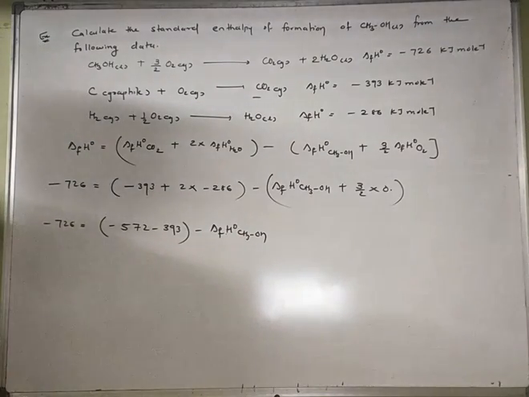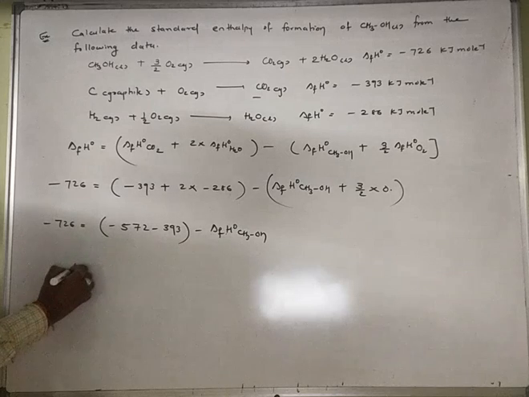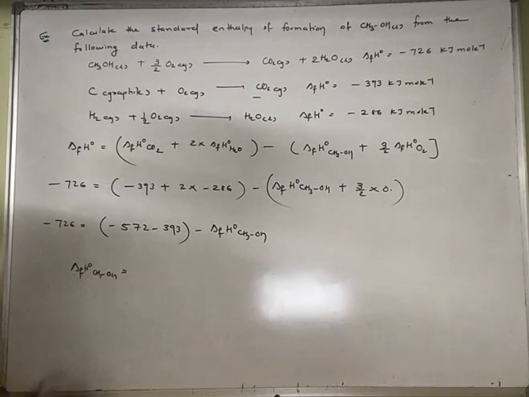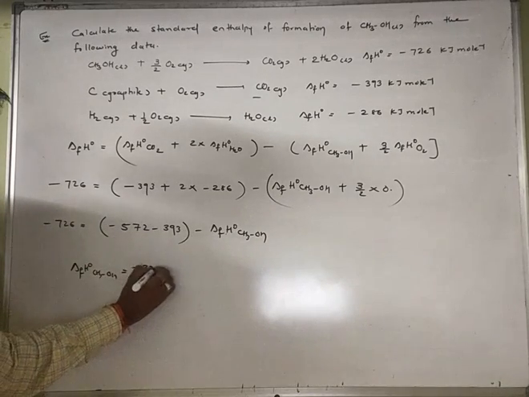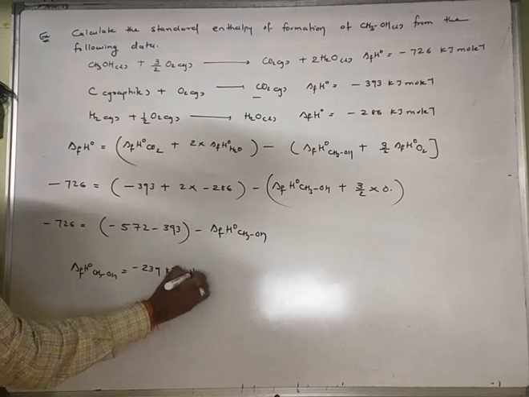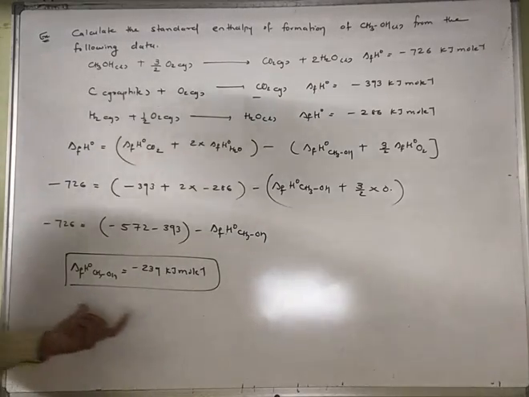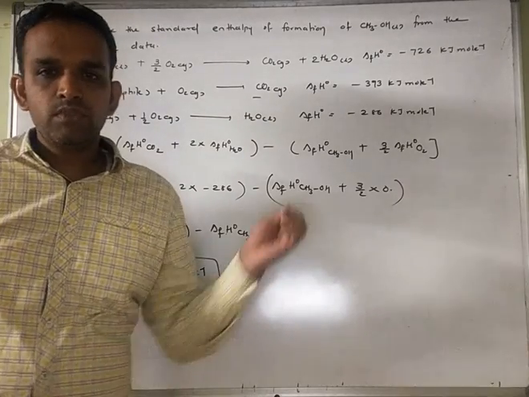So thus you can get the answer. That is the delta FH0, formation enthalpy of methanol, that is equal to -239 kilojoule and mole inverse. Understand? So this is how you can find out the formation enthalpy. Okay, चलो note down कर लो.